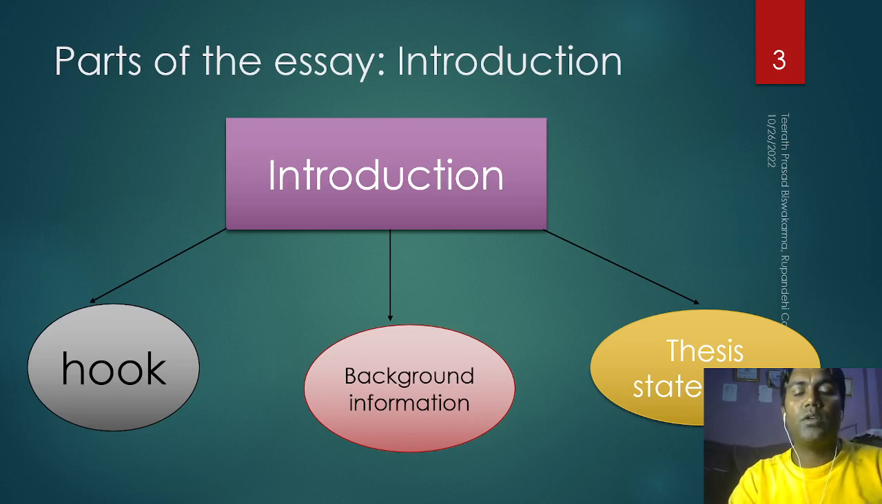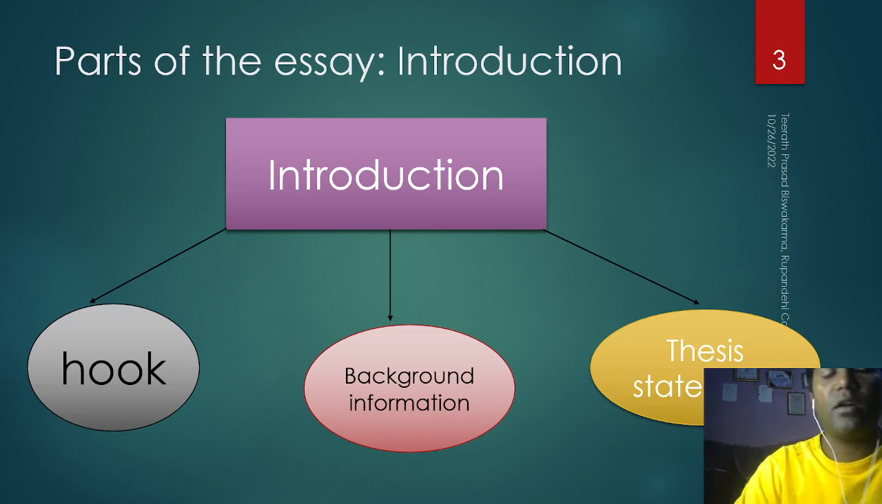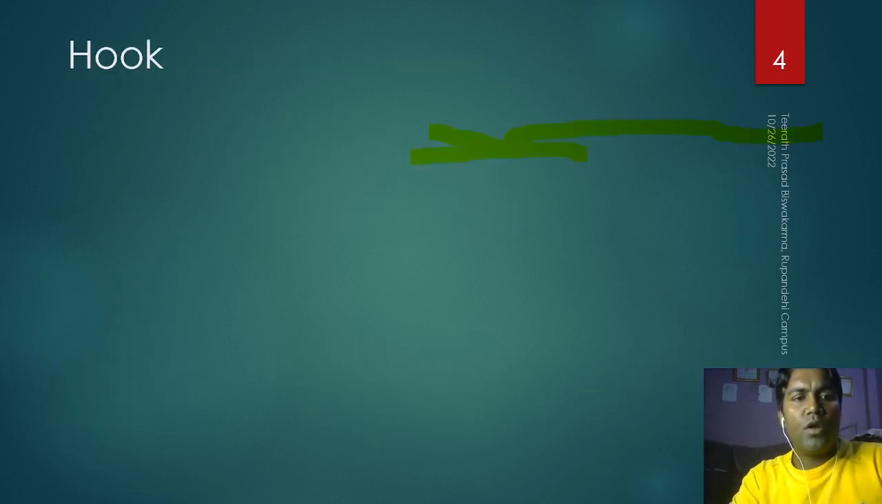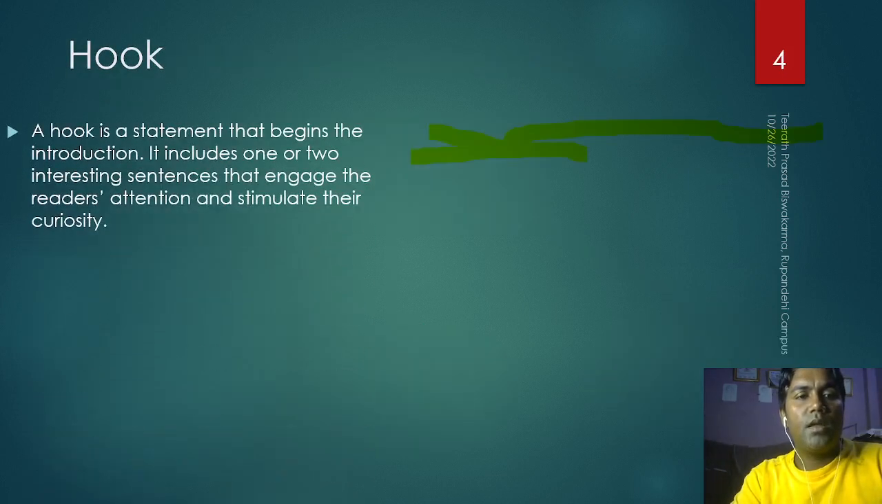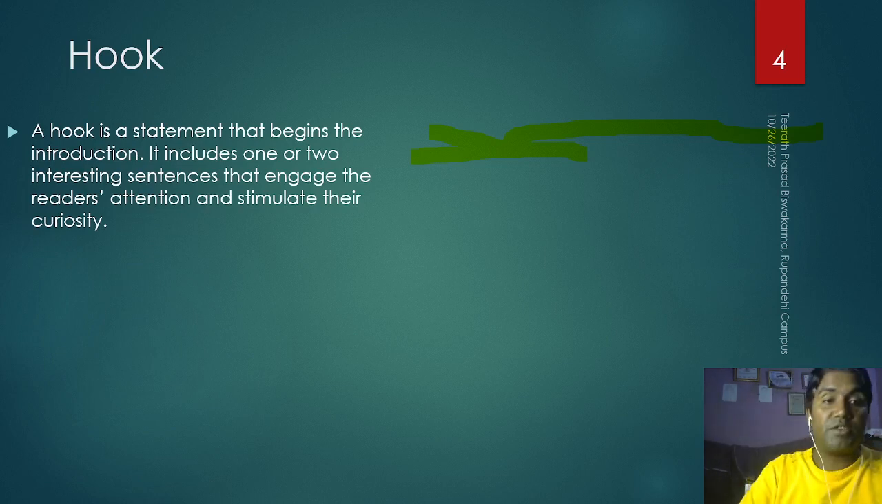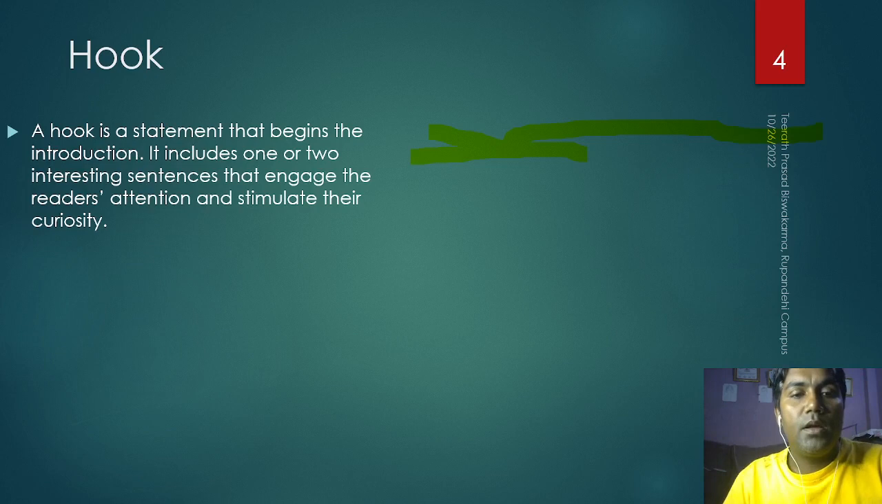So what is hook? What is background information? And what is thesis statement? Let's go on discussing them separately. Hook. A hook is a statement that begins the introduction. It includes one or two interesting sentences that engage the readers and stimulate their curiosity. The first sentence of the essay is called hook.